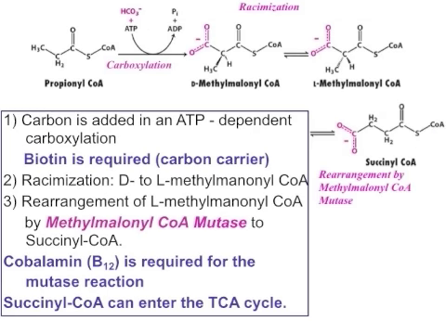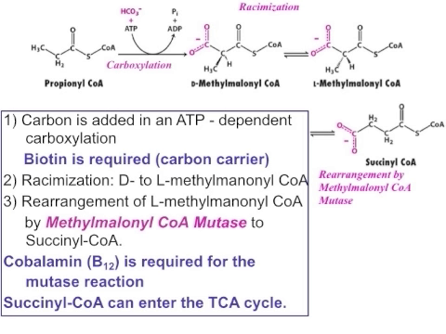The first step is a carboxylation. We're going to add a carbon in an ATP-dependent carboxylation using biotin. We end up with D-methylmalonyl-CoA, and we're going to racemize that from D to L-methylmalonyl-CoA. And then finally we're going to rearrange this molecule to make succinyl-CoA.